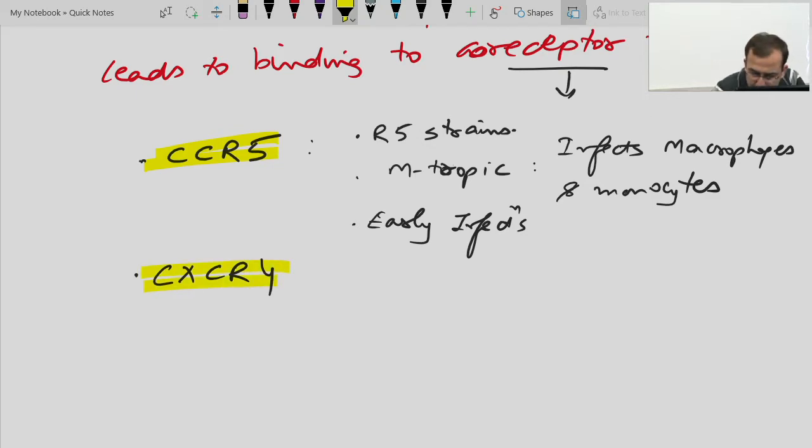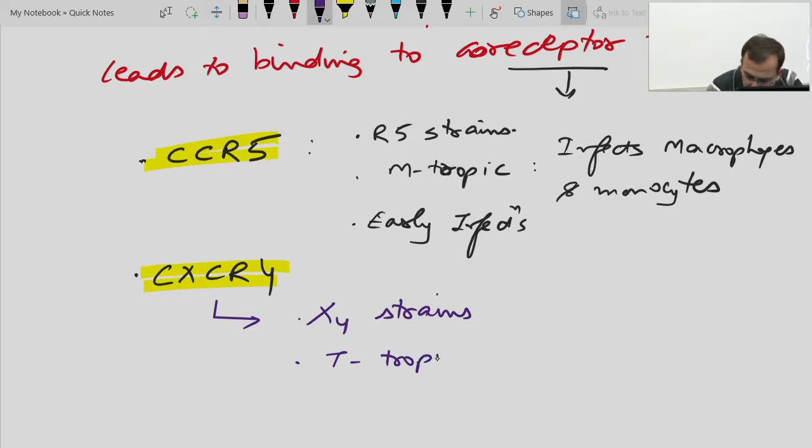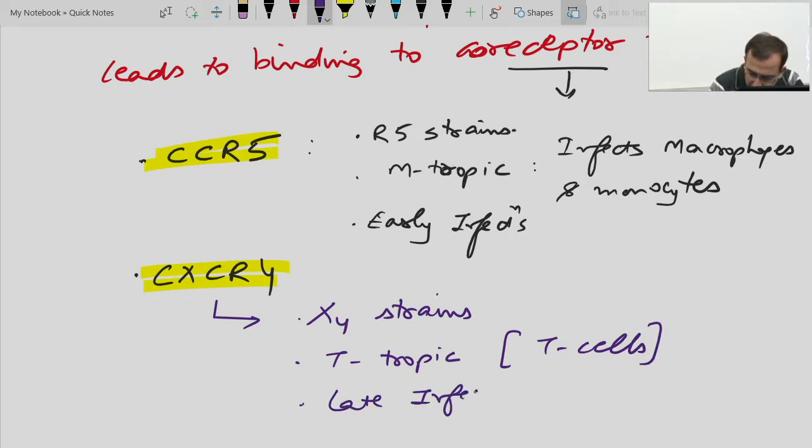versus CXCR4. The X4 strains use this. It is for the X4 strains. It is T-tropic. That is, it preferentially infects the T cells and is seen in late infection. This is binding to the co-receptors CCR5 and CXCR4.